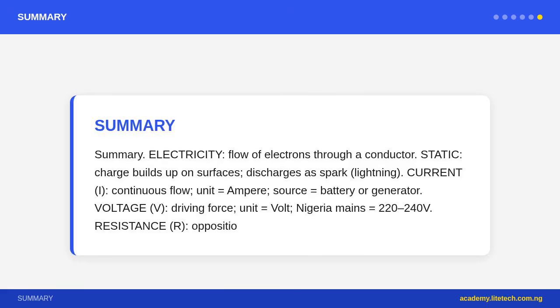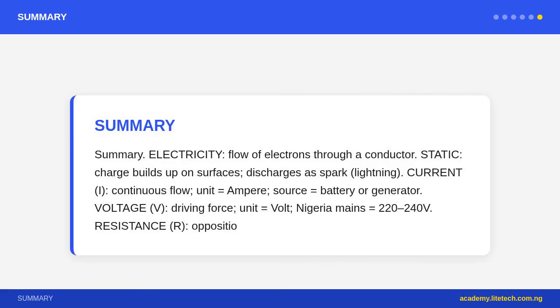Summary. Electricity is the flow of electrons through a conductor. Static: charge builds up on surfaces and discharges as a spark, like lightning. Current, I: continuous flow, unit is the ampere, source is a battery or generator. Voltage, V: driving force, unit is the volt, Nigeria mains is 220 to 240 V. Resistance: opposition to flow, unit is the ohm. Ohm's law: V equals IR. Power: P equals VI, unit is the watt.